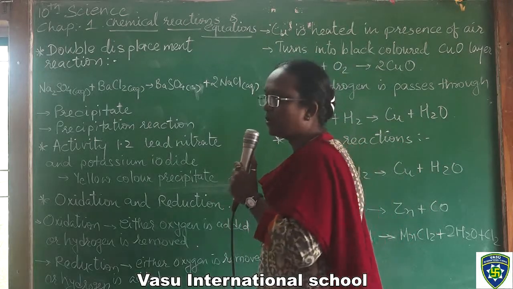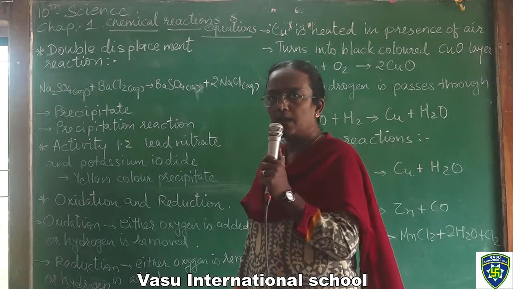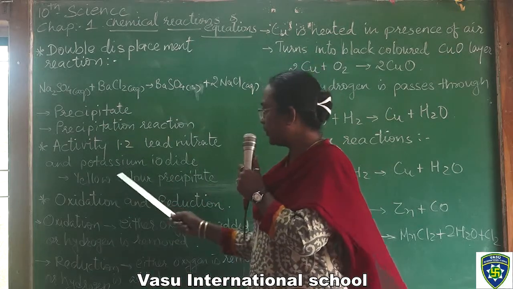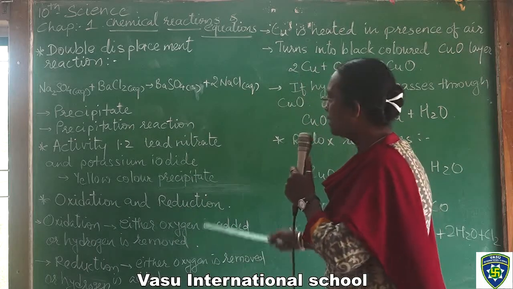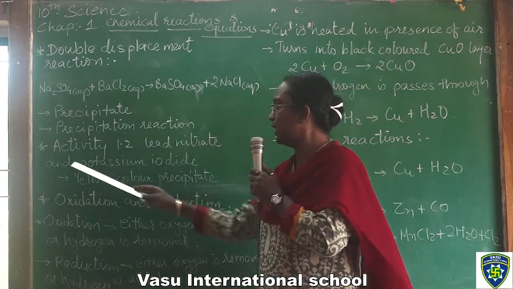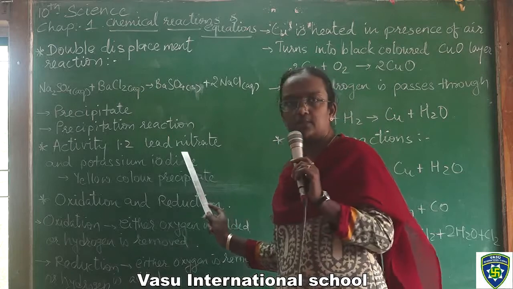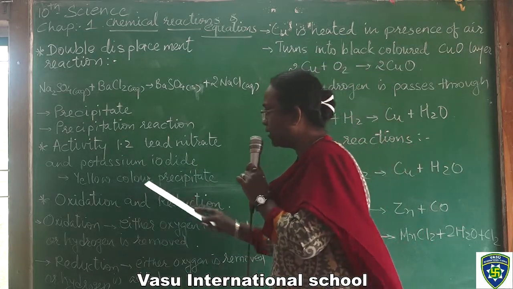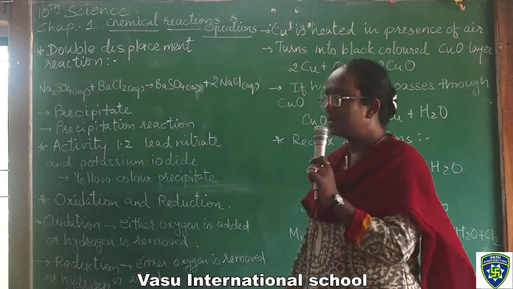Another example we already saw in activity 1.2, that is lead nitrate and potassium iodide. Lead nitrate is a colorless solution and potassium iodide is also a colorless solution. When we mix both, we will have a yellow colored precipitate inside the test tube.